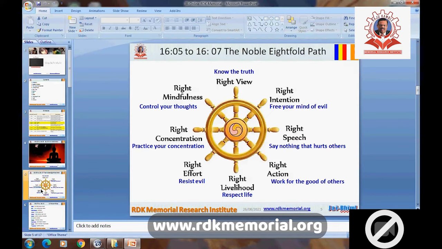The Noble Eightfold Path. The first one is right view, second one, right intention, third one, right speech.